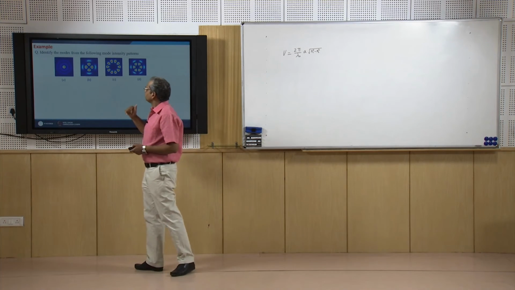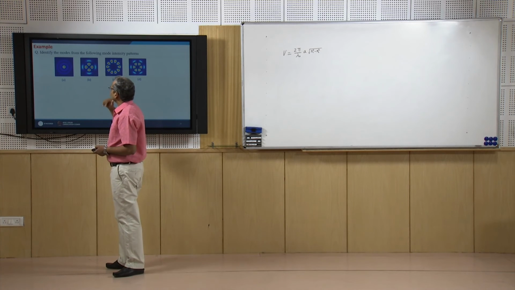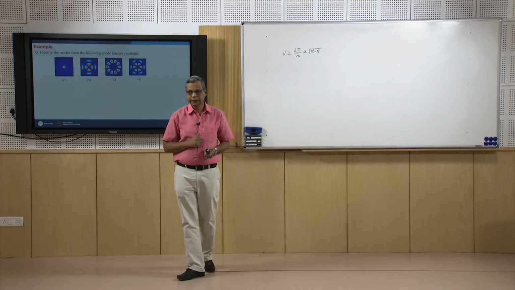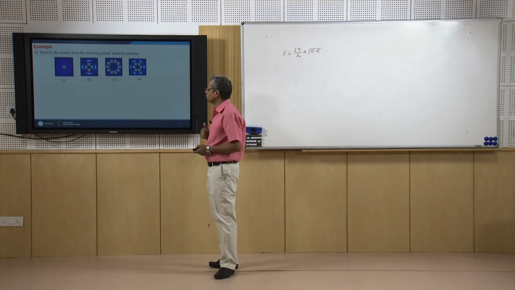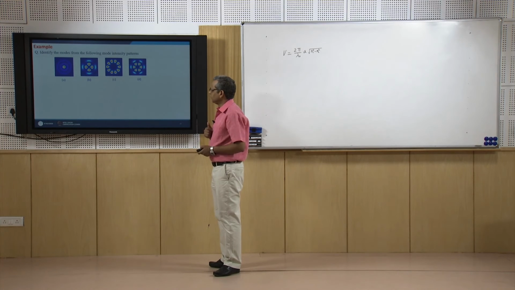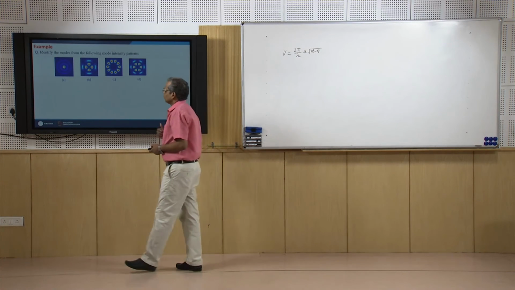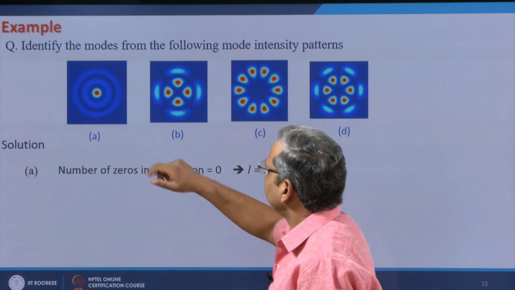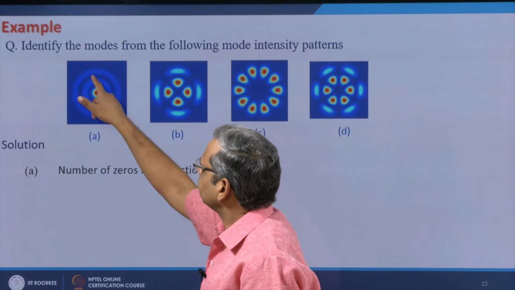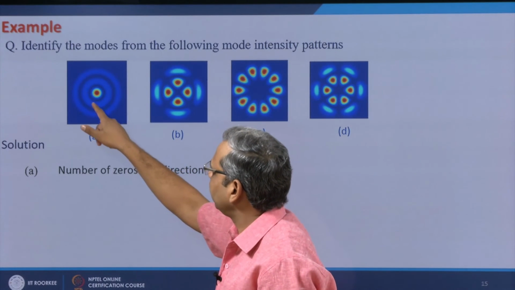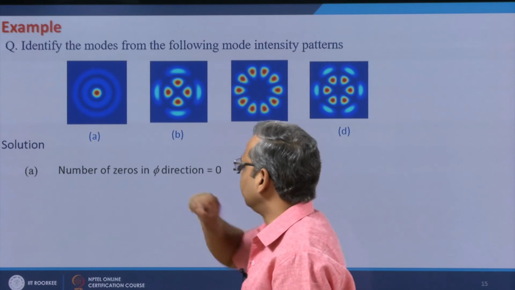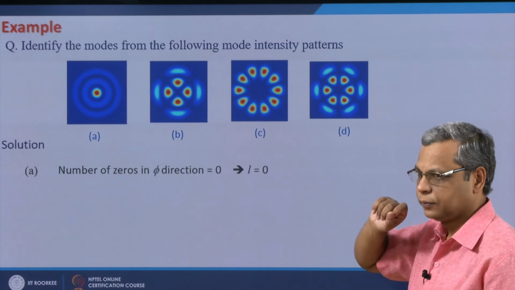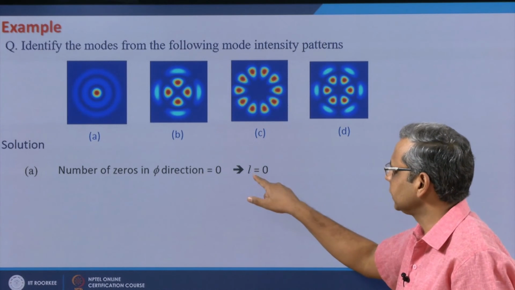Now, let me work out some examples on identification of modes from their given intensity patterns. How do I identify various modes from their given intensity patterns? So, let us look at this. This one is easy. If I take any value of r and go in phi direction, I do not encounter any 0. So, the number of zeros in phi direction is 0, which means 2L is 0, which means L is equal to 0.